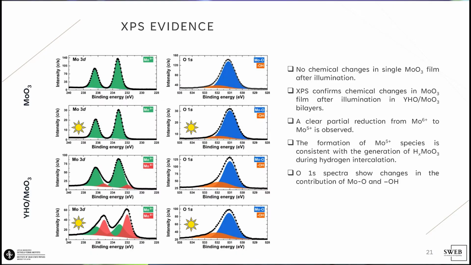also telling us that the films are stoichiometric. Although for bilayer structures, even before illumination we see some molybdenum 5+, and after illumination a clear reduction of molybdenum from 6+ to 5+. And there is also a difference in the oxygen signal: the OH signal has a larger contribution in the oxygen signal compared to single molybdenum trioxide films.